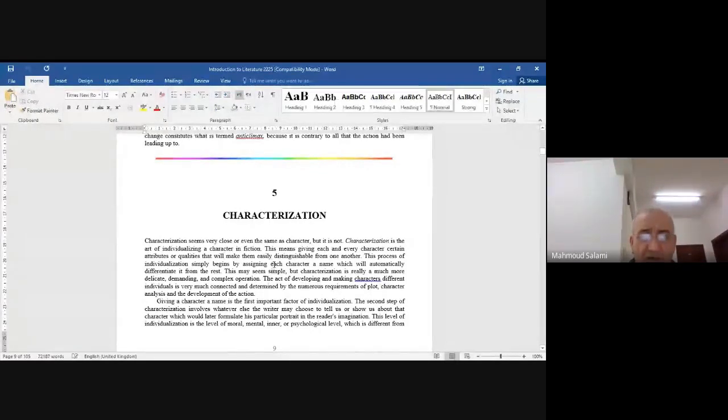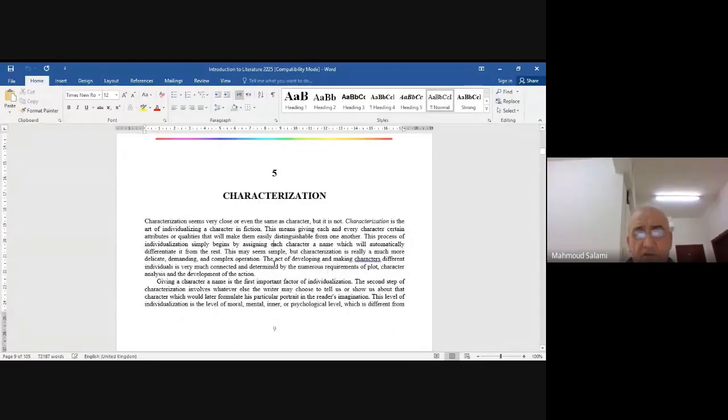Okay, so I was talking about this act of developing or creating characters. And as I was saying, there's no way we can completely cut the lines between these elements of fiction, plot, character, theme, etc. These are all interrelated and interconnected in a strong fashion. So that's why here I start with the first section. The first step is we give a character a name.